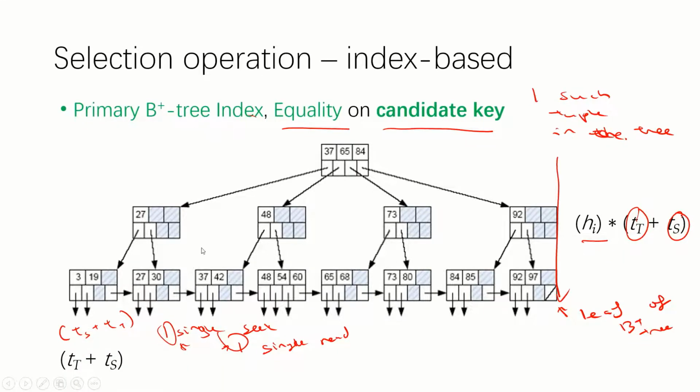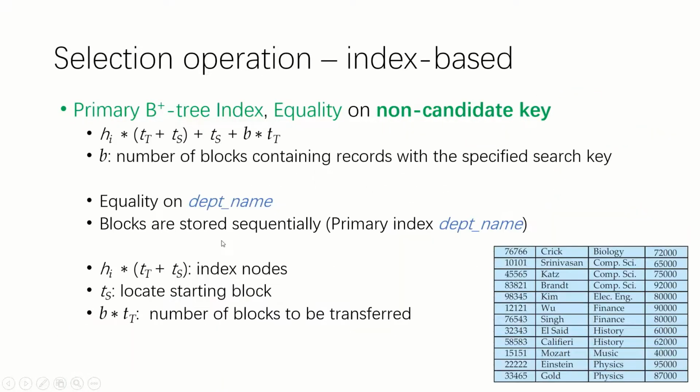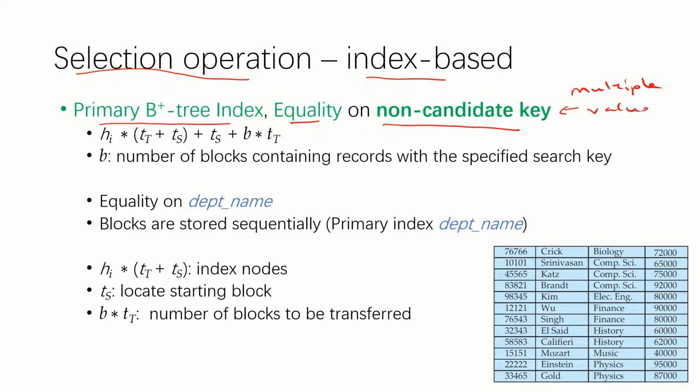Okay, so I increased the size of the recording. So this is now the second example whereby we have a selection with an index-based primary B+ tree index, equality on a non-candidate key. It is pretty much similar to what we have before. The only difference is that now it is an equality on a non-candidate key, and so there are multiple values that will be captured that need to be returned.